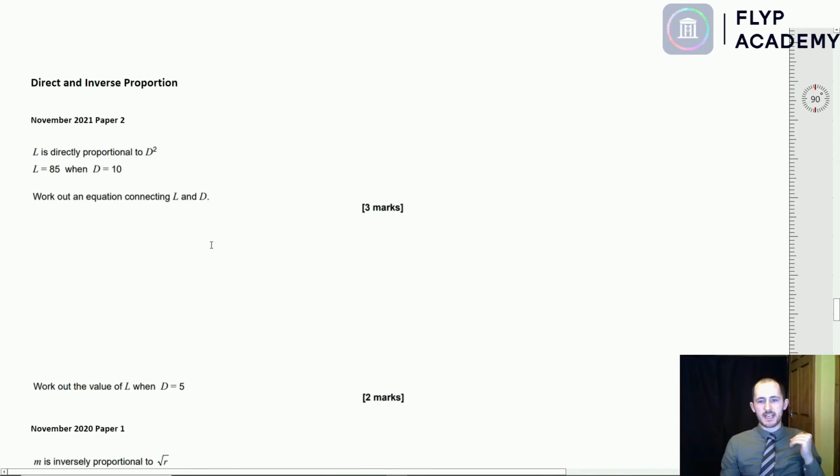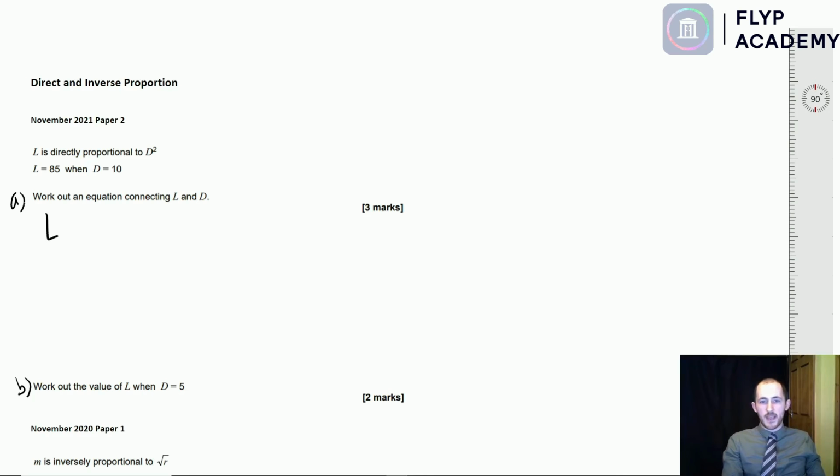Time for some proportionality. I'm quite partial to proportionality, it's quite fun. This is part A, this is part B. So, L is directly proportional to D squared. That means as D goes up, D squared goes up, L also goes up. So, work out an equation connecting L and D.